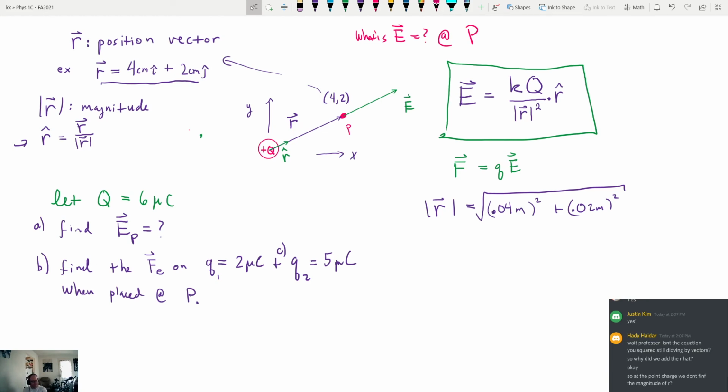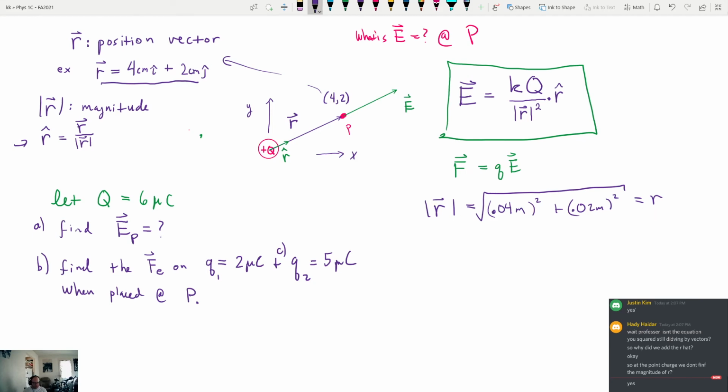So at the point charge, we don't find the magnitude of R. No, that's not true. Because the other way to write the magnitude of this is just to write it like this. This is something you have to get really comfortable with in physics, the way that things are written. In a textbook, a vector is sometimes written with a bold letter. Sometimes they put a line above it, but when I write little r with no lines on both sides, I mean magnitude. And it means the same thing in your textbook too.